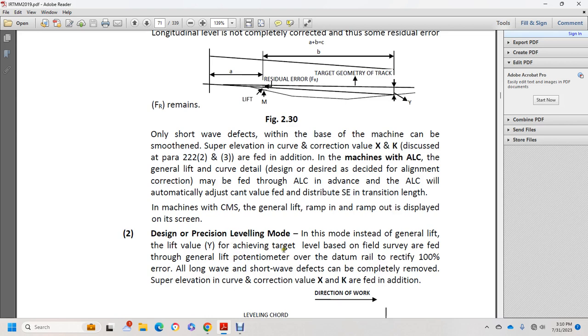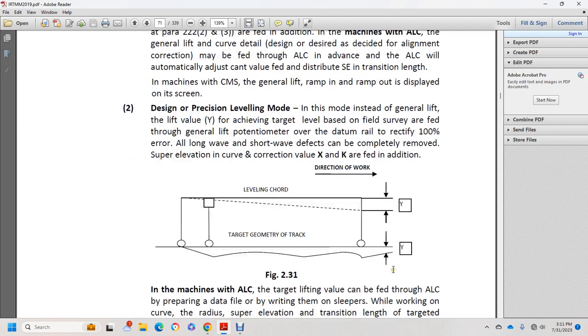Alright, design and precision leveling mode: with this mode, instead of the general lift, the lifting value achieves the target level based on the field survey, with the general lifting pentameter over the datum rail, removing 100% of the long wave and short wave defects completely. The super elevation curve of the correction values X and K is fed in addition. Leveling cord target geometry of the track direction work Y and Y.